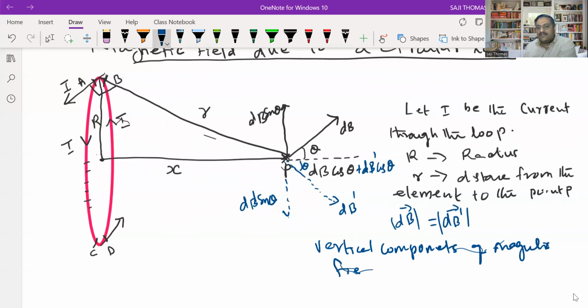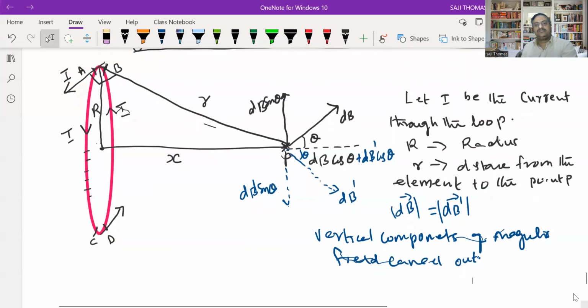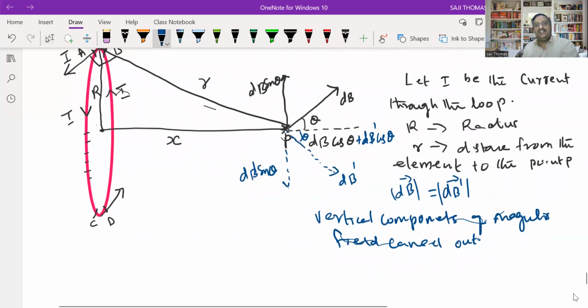Field cancel out. Vertical components of the magnetic field cancel out, but the horizontal components will add up. So dB cos theta, dB dash cos theta, all add up. I told you many dB cos theta will be there. Here I have shown only the cos component due to elements AB and CD, but in between there are many small elements. So all the cos components of these elements will add up.